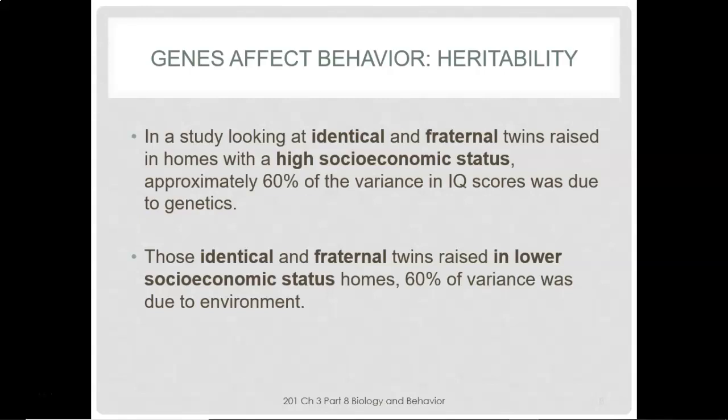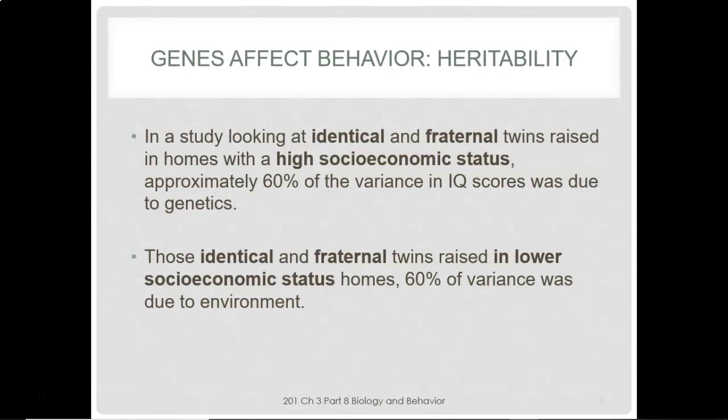In a study looking at identical and fraternal twins raised in homes with a high socioeconomic status, approximately 60% of the variance in IQ scores was due to genetics. Those identical and fraternal twins raised in lower socioeconomic status homes, 60% of the variance found in IQ scores was due to environment. This tells us so much about the nurture aspect of our genetic expression for intelligence.